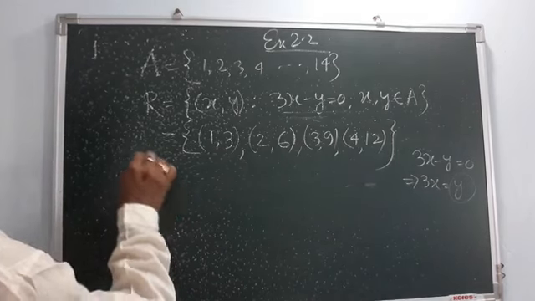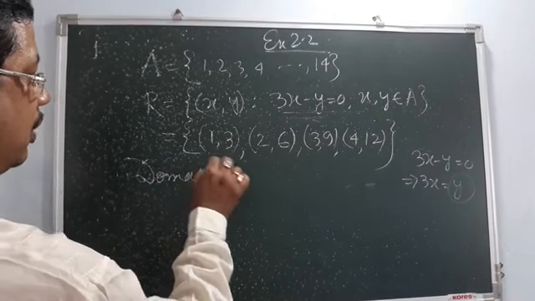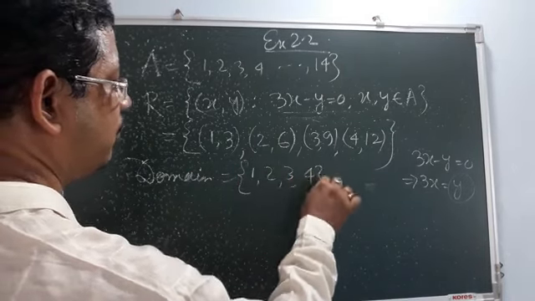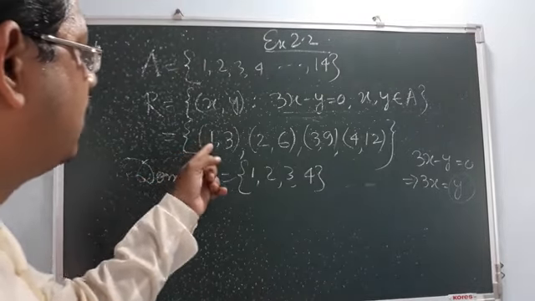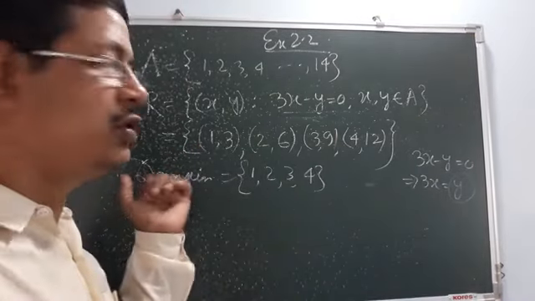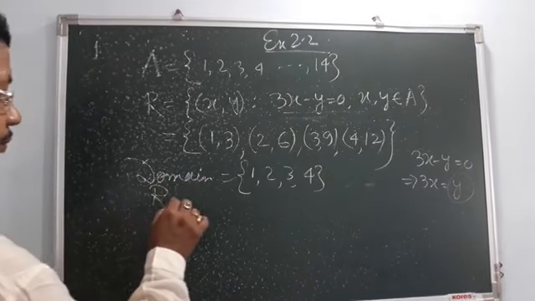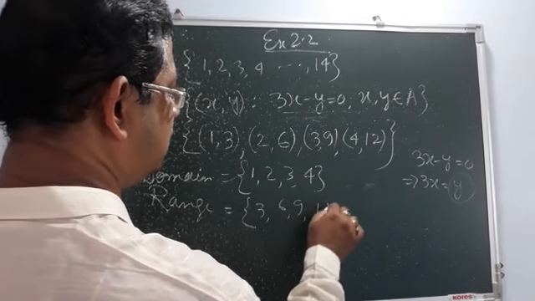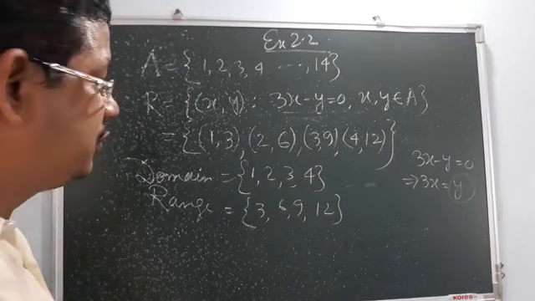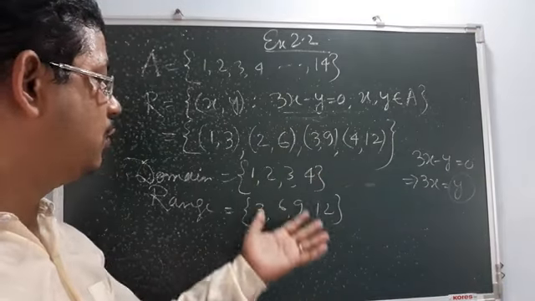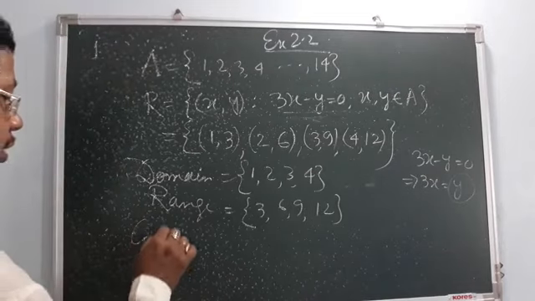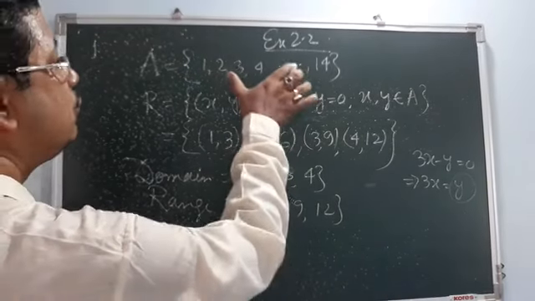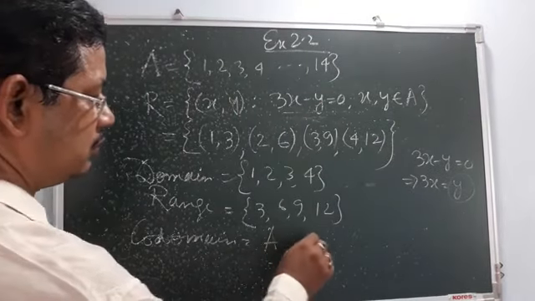So therefore our domain is of course the set containing elements 1, 2, 3 and 4. Why? These are the first elements, 1, 2, 3, 4, written inside a set, so it is our domain. Range is the second elements 3, 6, 9 and 12 of the pairs of this relation. The set containing these is called our range, and our codomain is the total set A.